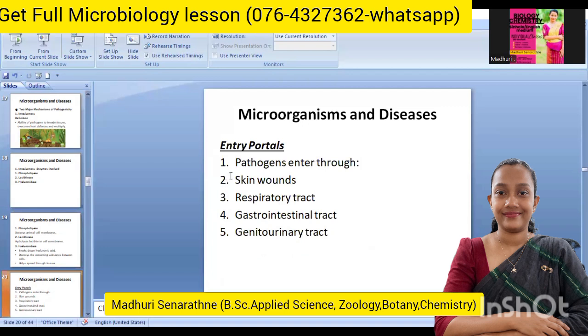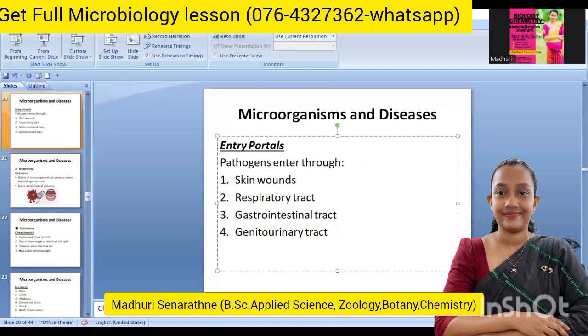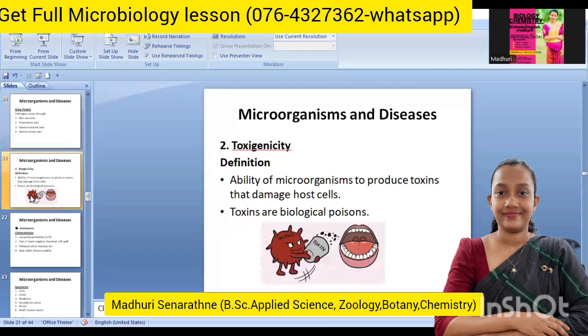Next one, what are the portals of entry? Pathogenic microorganisms may enter through wounds of the skin, next the respiratory tract, next the gastrointestinal tract, and the genitourinary tract.